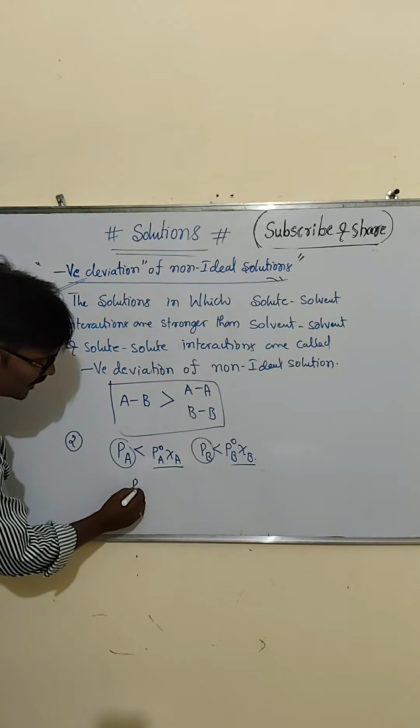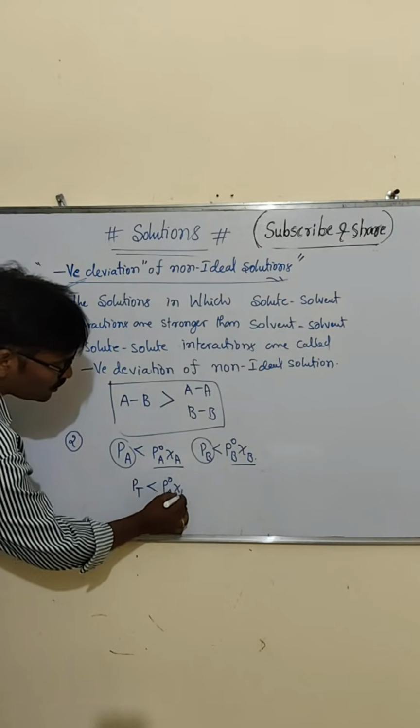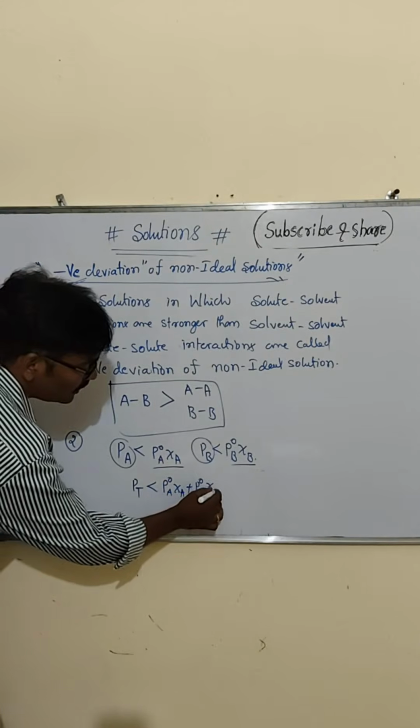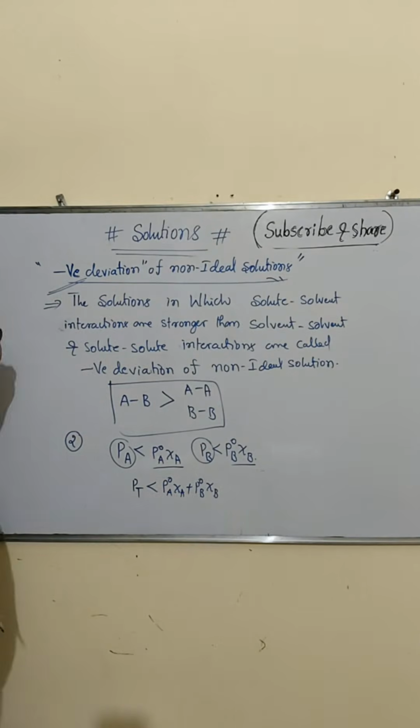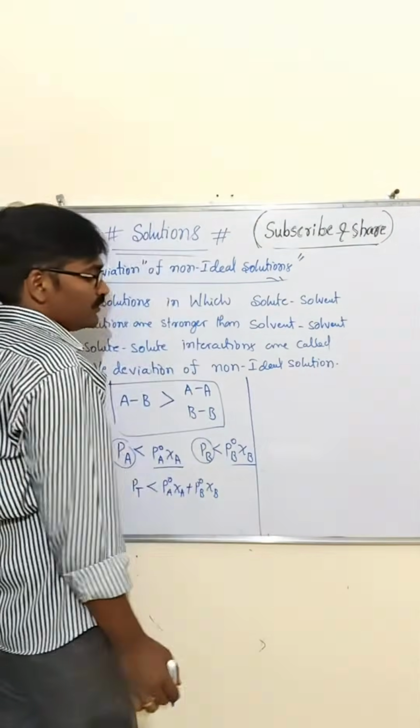The P total is less than P naught A into mole fraction of A plus P naught B into mole fraction of B. Look, my dear students. Then one more example, one more statement for this.